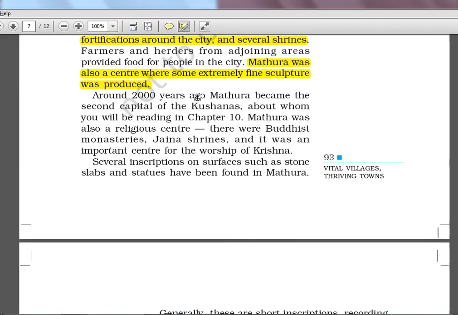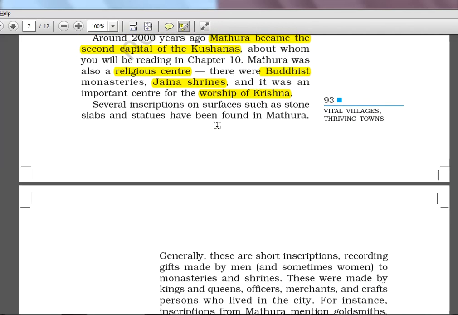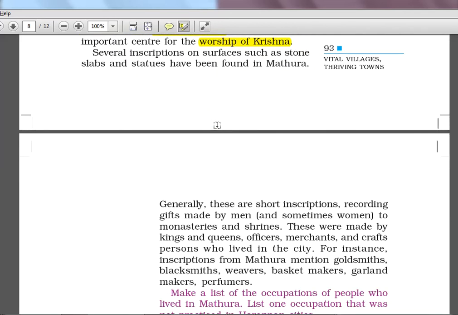So Mathura became the second capital of the Kushanas. You should know that, and that's in a different chapter. But Mathura was a religious center also. Buddhist monastery was there, Jaina shrines were there, and worship of Krishna. So all three are there. Like our Ellora caves, three religions are there at Mathura. Mathura is a holy city, you can tell. Even Palestine now, which is in the news, the Israel-Palestine issue, three religions are claiming that place, and all the problems are happening: Muslims, Christians, and the Jews.